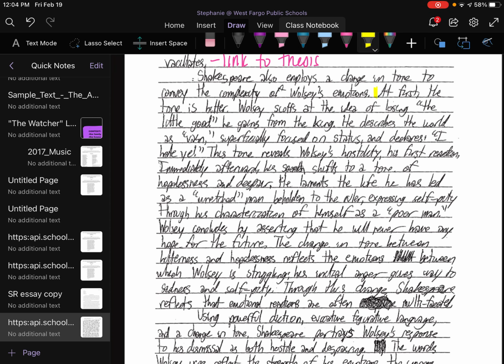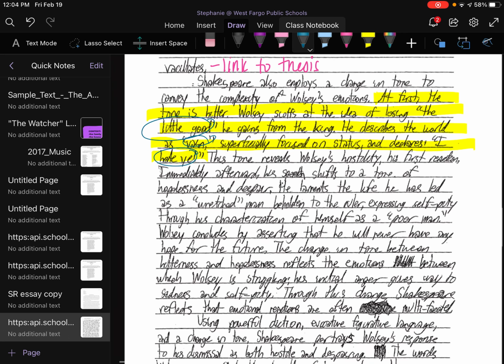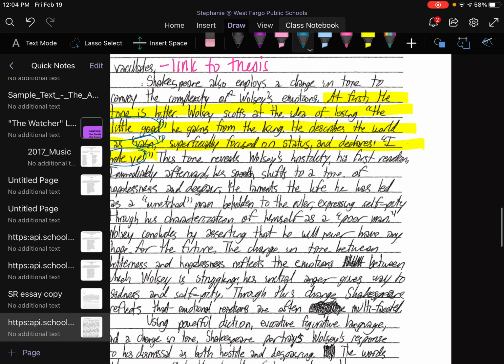This is another example of really good evidence integration. He's pulling from lots of different parts, but he's just taking little snapshots, right? The little good, vain, I hate ye. He's kind of using them all together to really just make his own point. This tone reveals Wolsey's hostility, his first reaction.